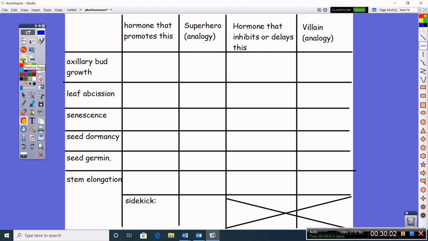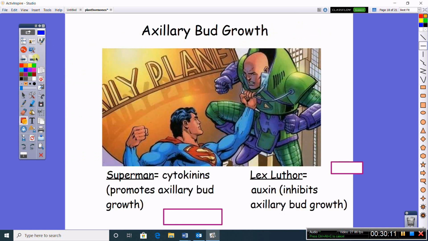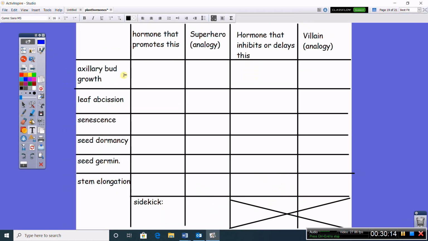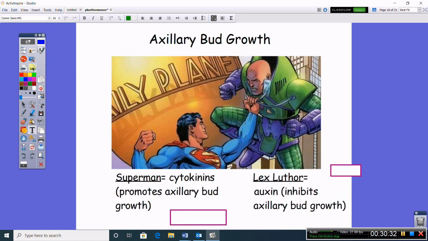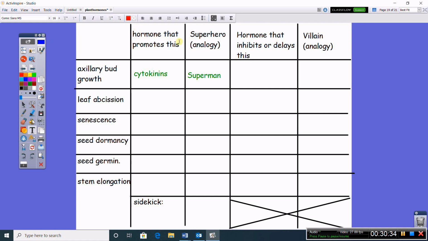And what did we just do? We did axillary bud growth. So this would be the real hormone. So here I would write cytokinins, and then my superhero, my analogy, was Superman, and then the hormone that inhibited or delayed that was auxin, and my villain for that was Lex Luthor.